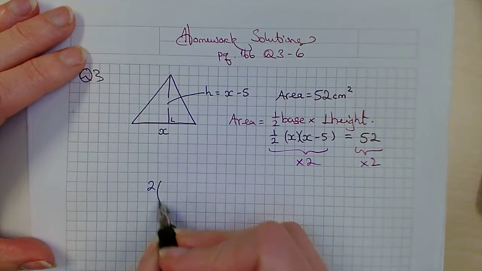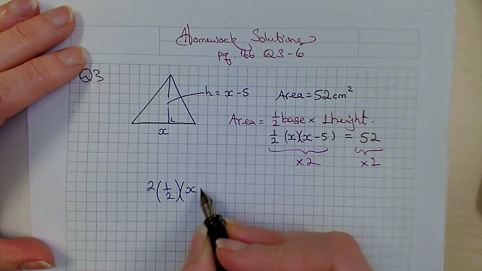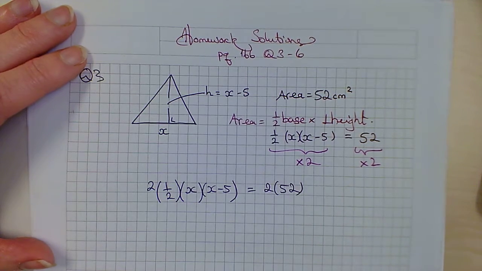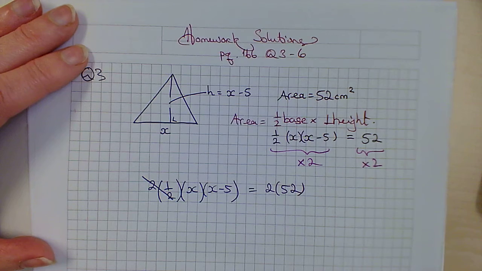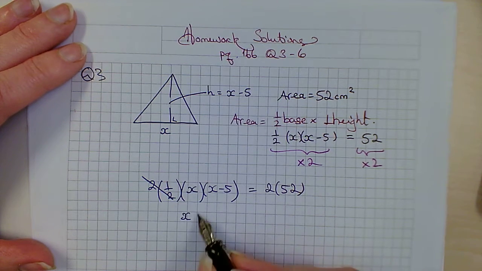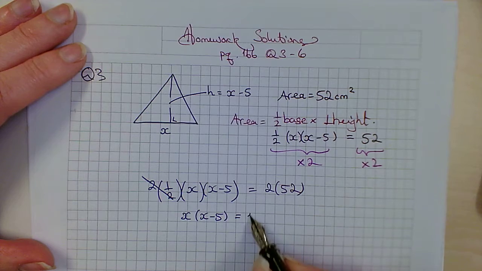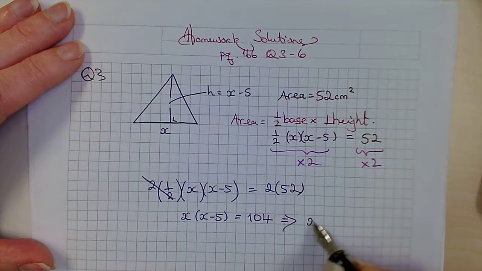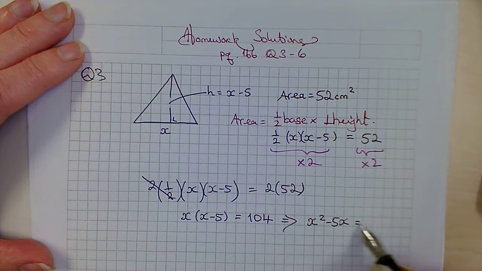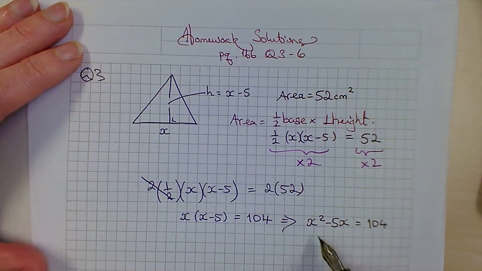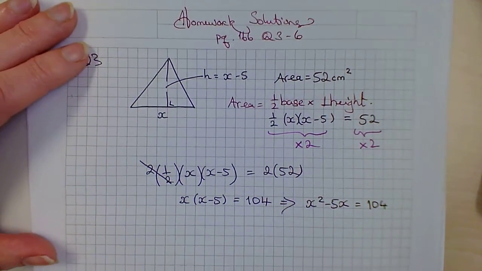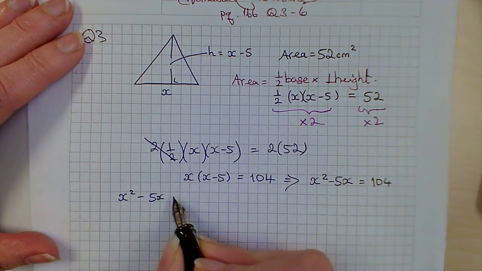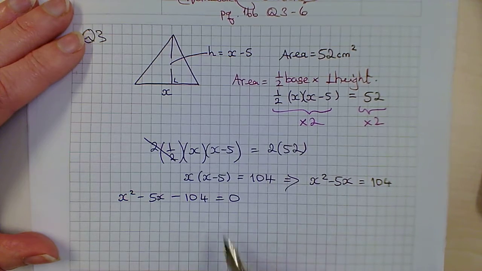So I get 2 by a half by x minus 5 equal to 2 by 52. The 2 and the half divide in to give us 1, and now we're actually solving x by x minus 5 equal to 104. Multiply out the brackets, we get x squared minus 5x equals 104. And this, because I've got an x squared and an x, is going to be a quadratic equation. So bring everything to one side equal to 0. That's the way we need things to be when we have quadratic equations.